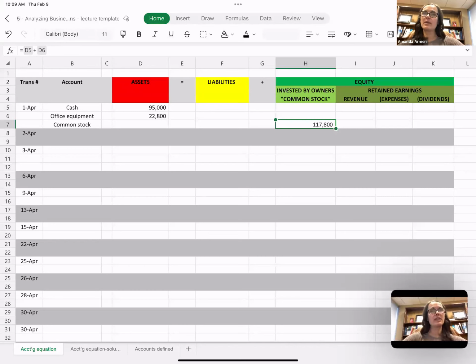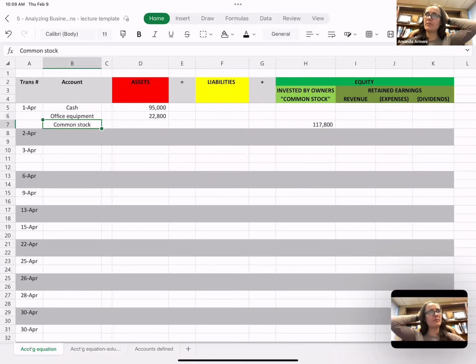So here we see an example that we didn't have previously. We actually have 3 accounts that were affected by this transaction: cash, office equipment, and common stock. What we learned in the previous lesson is that there's always going to be at least 2. This is double entry accounting. That means we always have 2 accounts affected by a financial transaction, but it can be more than 2. It's always 2 or more. And in this example, 3 accounts were affected.